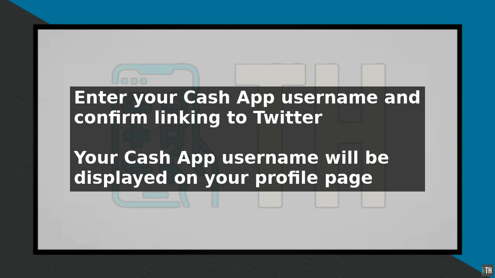You can do this by opening the Cash App, navigating to the Banking tab, and selecting Add Bank. Follow the prompts to link your bank account to Cash App. This will allow you to receive payments from Twitter.